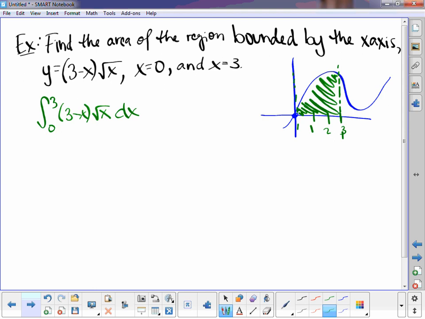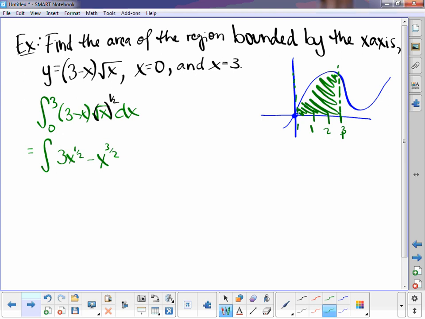Okay, do we have a product rule for integral stuff? No, so what do we need to do first? Multiply it out. So I'm going to rewrite this with the power 1/2. I personally struggle with thinking square root. It's 1/2 if I don't write it down. So now I'm going to multiply, so I have 3x to the 1/2 minus, what's x times x to the 1/2? X to the 3/2.